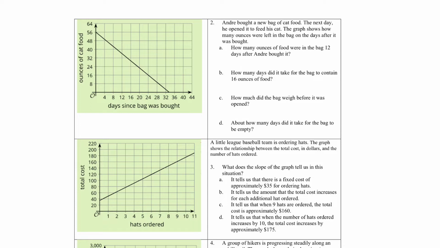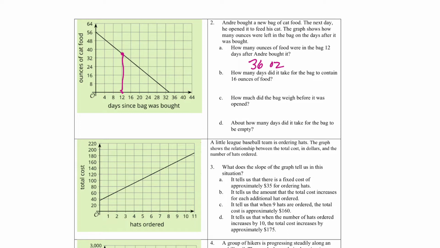So it's asking us to use this graph, how many ounces of food were in the bag 12 days after Andre bought it. So I'm going to go to 12 days, and I'm going to go up to my graph, and I can see that I'm between 32 and 40, right? So I'm going to estimate the difference between that is probably about 36. Well, let's guess, probably about 36 ounces.